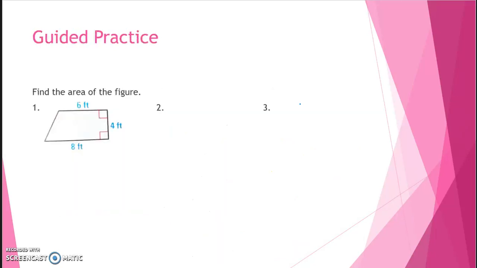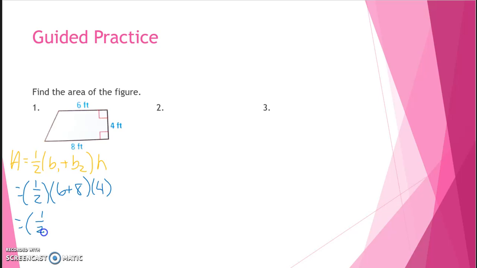We're going to do one more example of each one. So we have our trapezoid first. It's 1/2 base 1 plus base 2 times your height. I'm going to go through these a little bit quicker now, substituting your values in. Your one base is 6, your other base is 8, and your height is 4. Your area for that one is 28 feet squared.